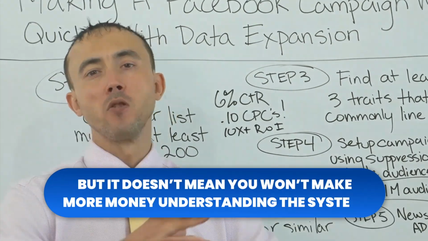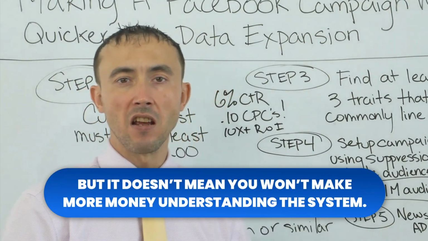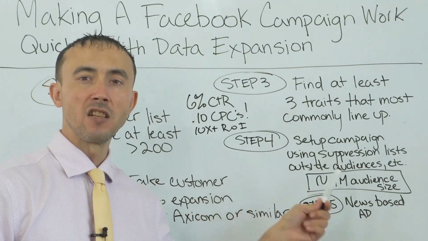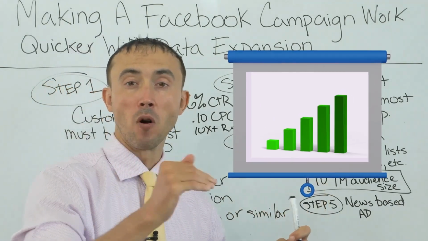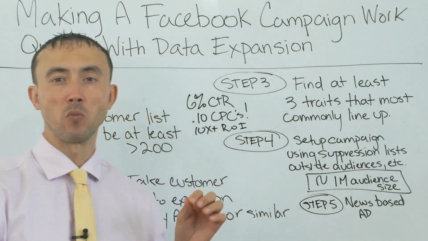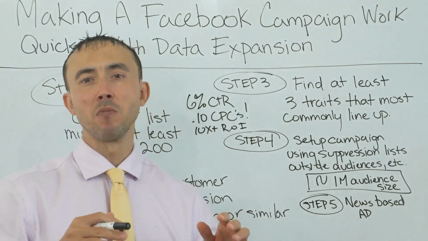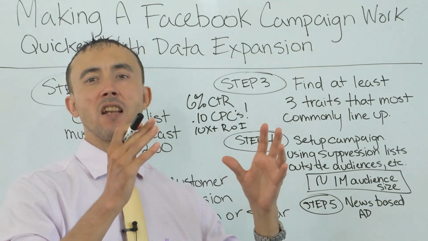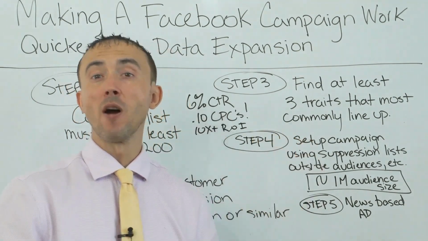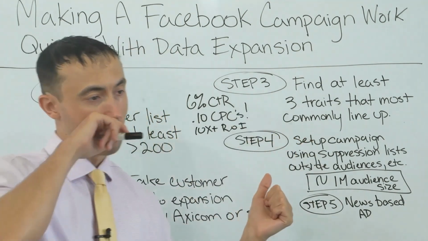But it doesn't mean you won't make more money understanding the system that we're using at our agency to cut down on that waste up front and get to a much higher ROI. And then more importantly, much sooner in the process, because when you do this, instead of it taking 6 months with a lookalikes campaign, you can get done in a week what you'd otherwise get done in 6 months. Or even right away with this system I'm giving you here on today's video.